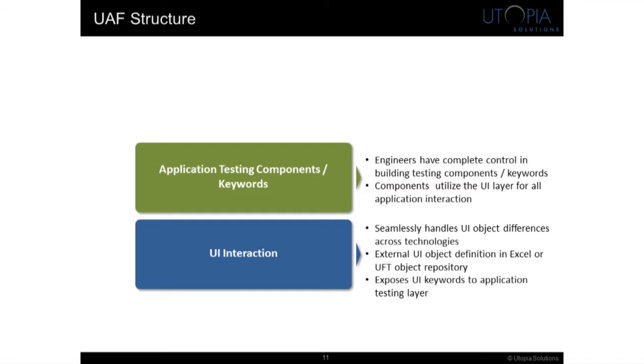Speaking of that, the automation engineers have complete control in whatever they build, right? So we are not enforcing a certain type of component, a certain functionality of the components. You can make them as big or as small as you need to accomplish your testing goals. So we leave all the flexibility in the hands of the automation engineers. And then any interaction with the application goes through that common UI interaction, takes that worry away from the automation engineers.